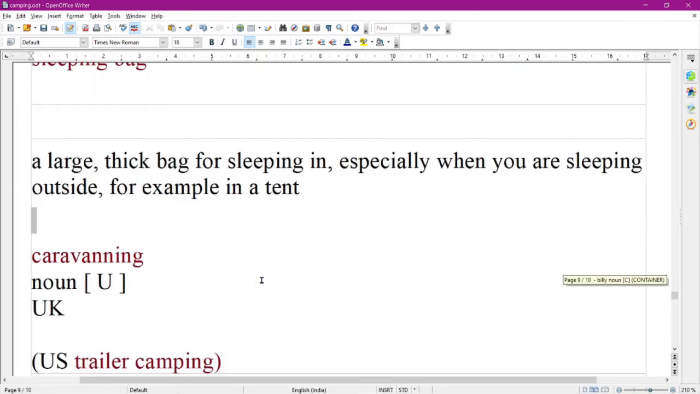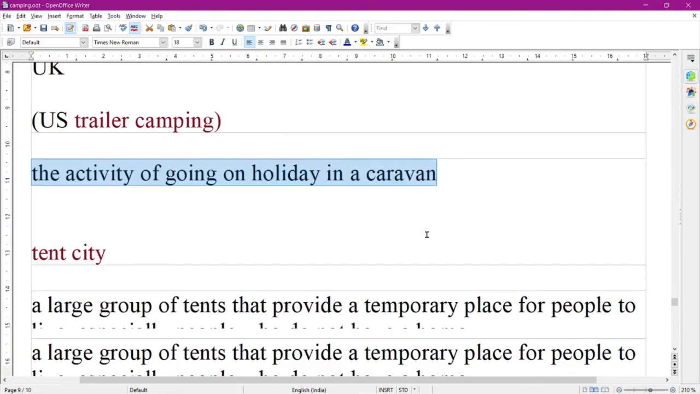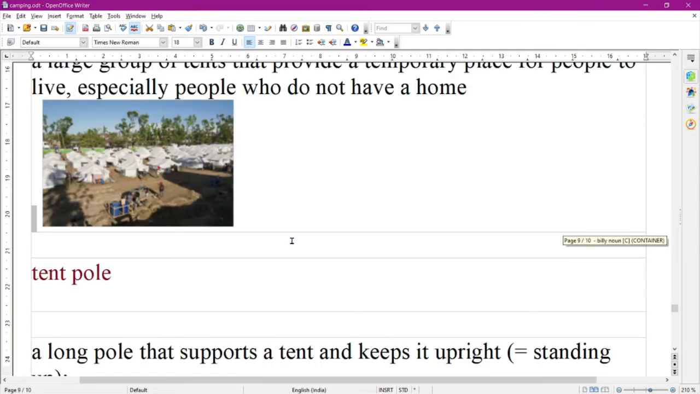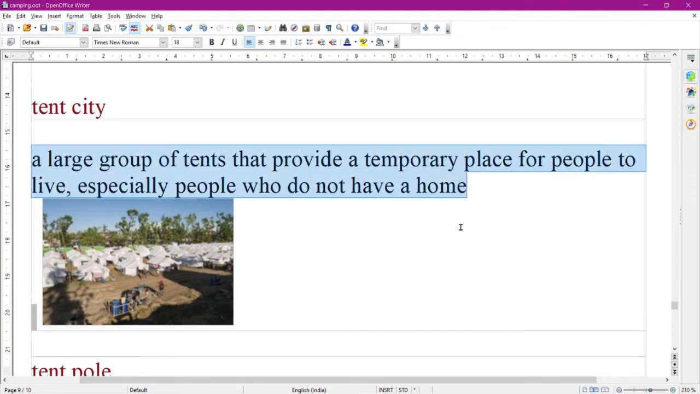Then sleeping bag, caravaning. Caravaning means the activity of going on holidays in a caravan. Now it's a tent city. If so many tents are there, that is known as a tent city: a large group of tents that provide a temporary place for people to live, especially people who do not have a home.